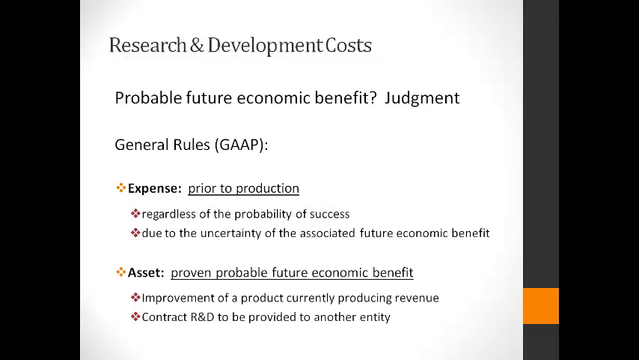Costs incurred to improve products currently in production and generating revenue are reported as an asset because future economic benefit is probable. The previous product is already generating revenues.